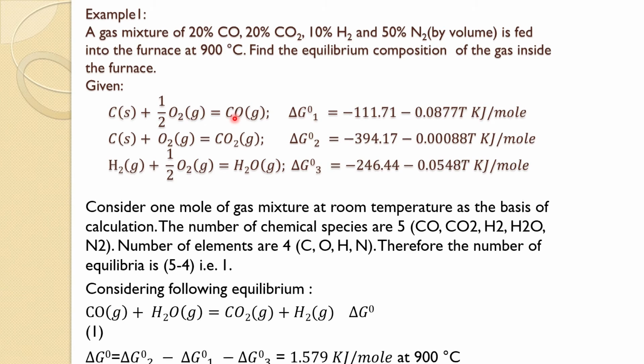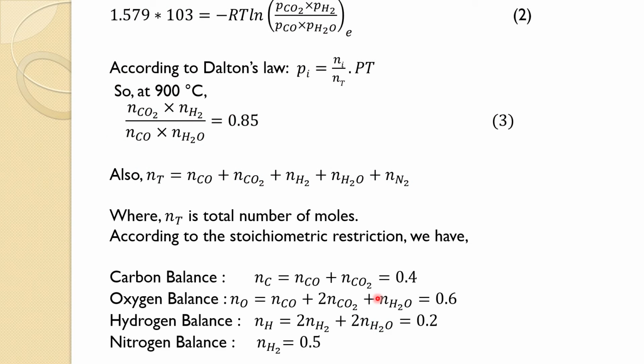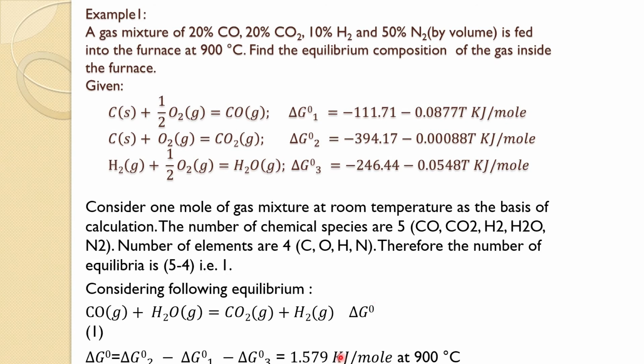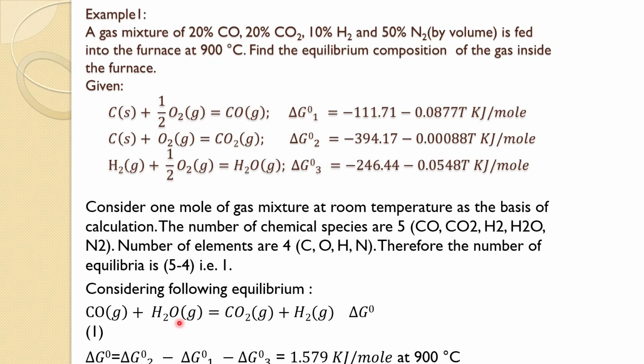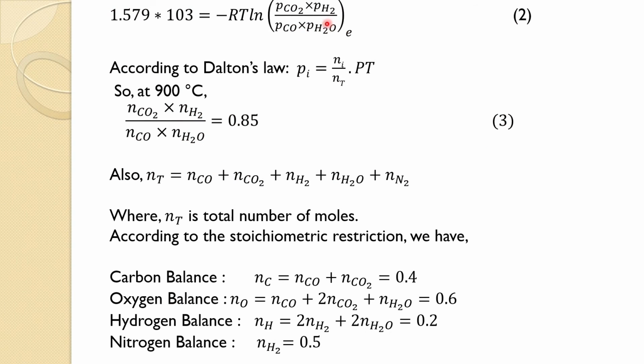So, free energy can be found for this reaction, which comes to around 1.6 kilojoule per mole at 900 degrees Celsius, because all this is given at 900 degrees, and we have to find the equilibrium composition at 900. If you put this in, this is in kilojoule, which will give you about 10 to the power 3. The equilibrium constant for this reaction is PCO2 times pH2, all in gaseous phase, divided by PCO and pH2O, as we discussed before, and this can be converted in terms of number of moles. That gives you the value when you bring this down.